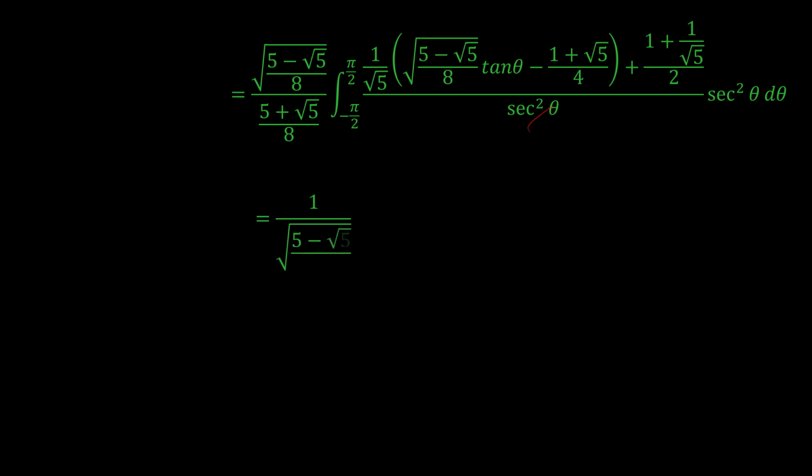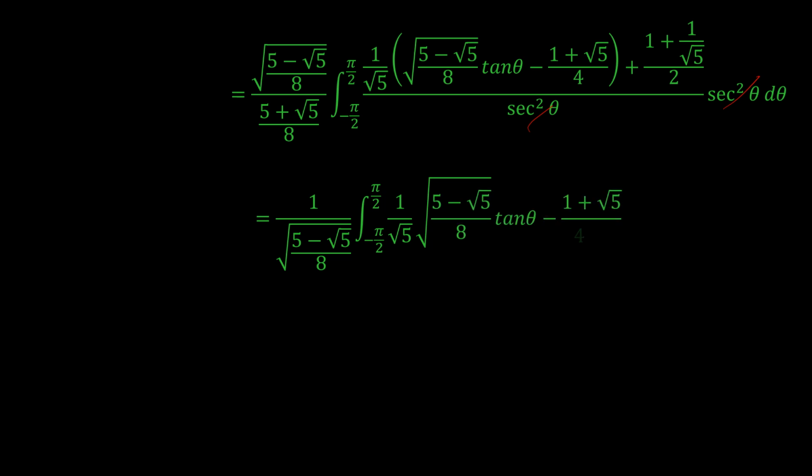Going forward, the process continues. As we said, this and that cancel. Now this divided by this, we have 1 over square root of 5 minus root 5 over 8 times the integral from theta equals negative pi over 2 to pi over 2 of 1 over root 5. This time is positive, times square root of 5 minus root 5 over 8 tan theta minus, obviously, 1 over root 5 times 1 plus 5 over root 5 over 4 becomes now negative, the sign here persisting, 1 plus root 5 over 4 root 5 plus 1 plus 1 over root 5 over 2.